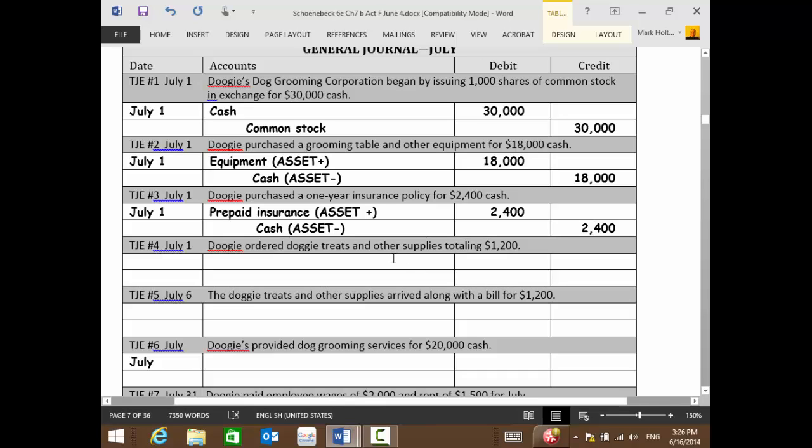Here's the easy one. Doogie ordered doggy treats and other supplies totaling $1,200. No transaction. Very nice. The doggy treats and other supplies arrive along with a bill for $1,200.